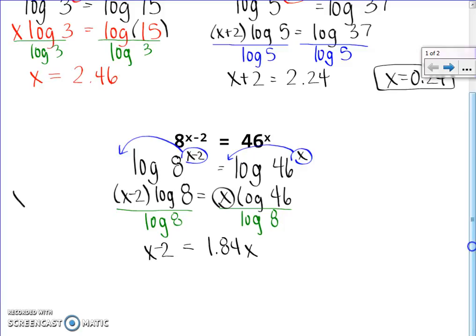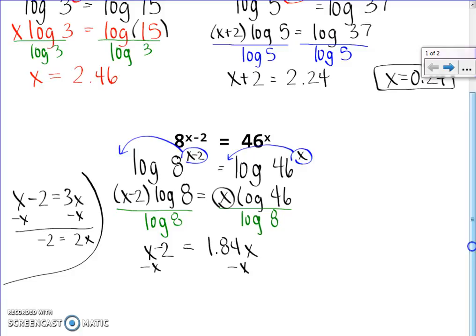What would I do if I had x minus 2 equals 3x? We would subtract x from both sides, right? So we go minus x, negative 2 equals 2x, and then we divide. So what would we do here? Subtract x, so we can put our x's together. So now we have negative 2 over here. What are we going to get here?